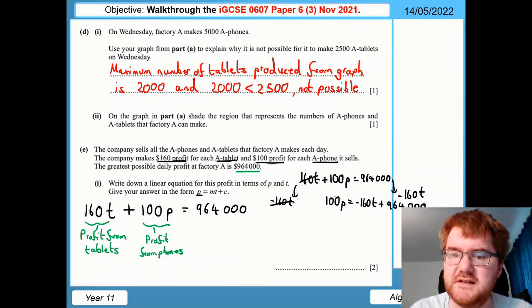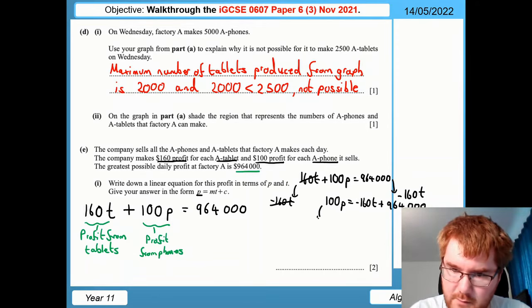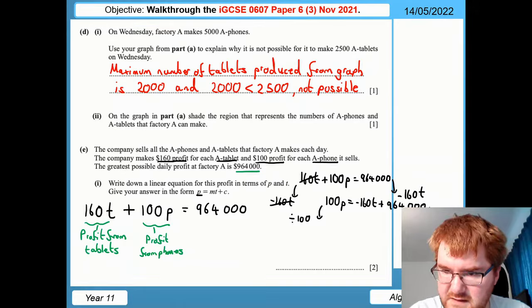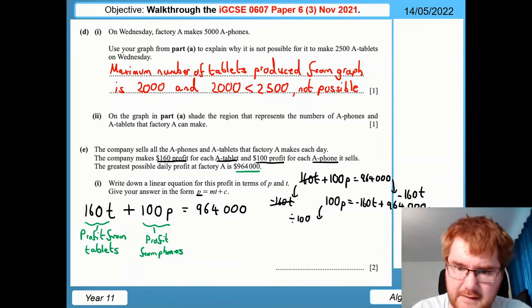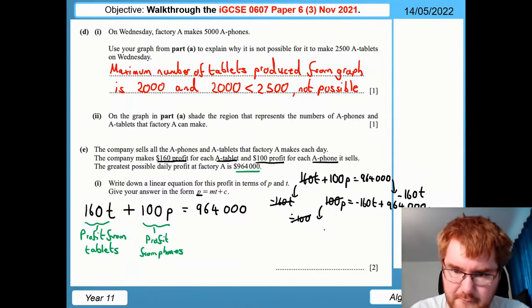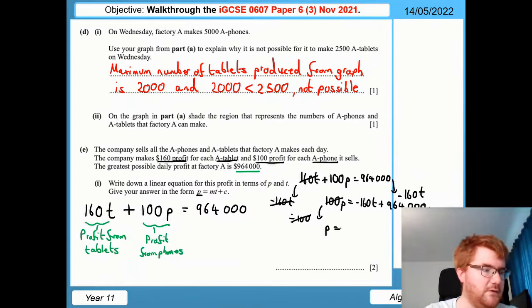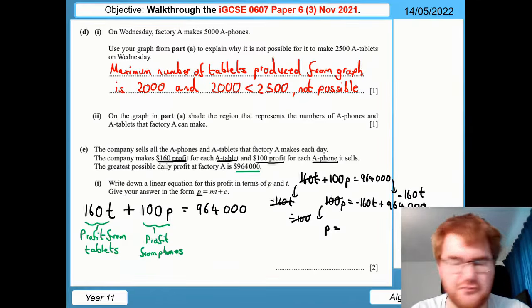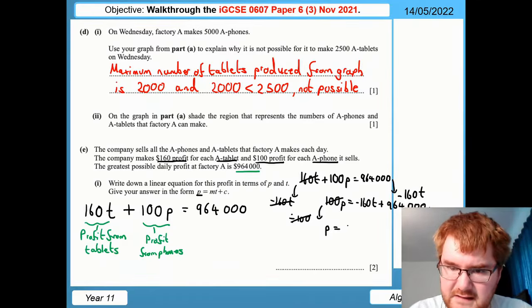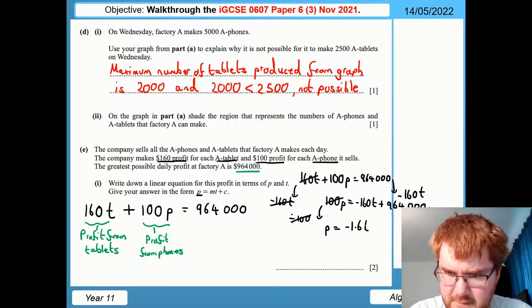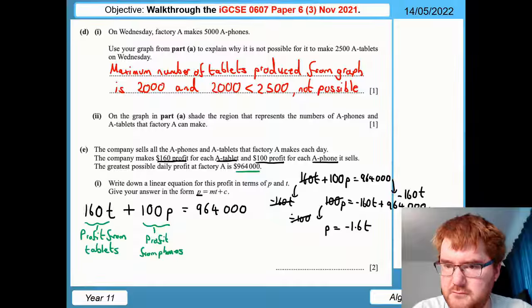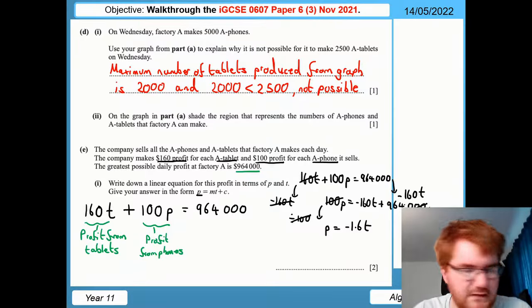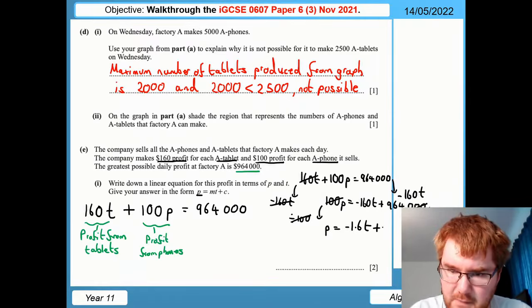And now we want P on its own. So what's the opposite of timesing by 100? Well, we want to divide by 100 on both sides. If we do that, that cancels, which is very helpful. So we get P on its own, which is exactly what we wanted. Dividing by 100 makes it kind of easy. So that gives us minus 1.6t, and if I divide 964,000 by 100, the two zeros disappear and we get left with 9,640.